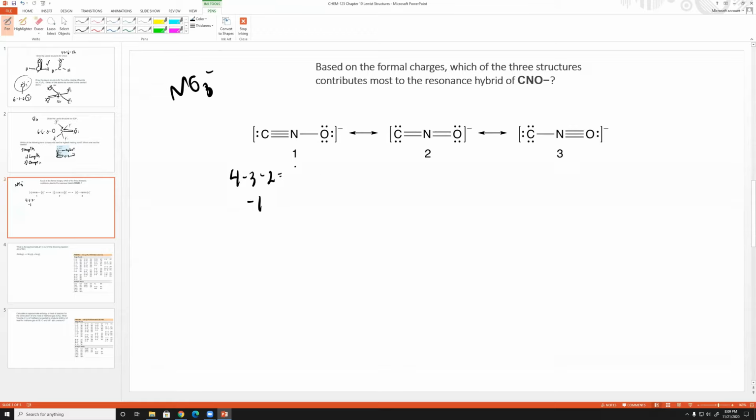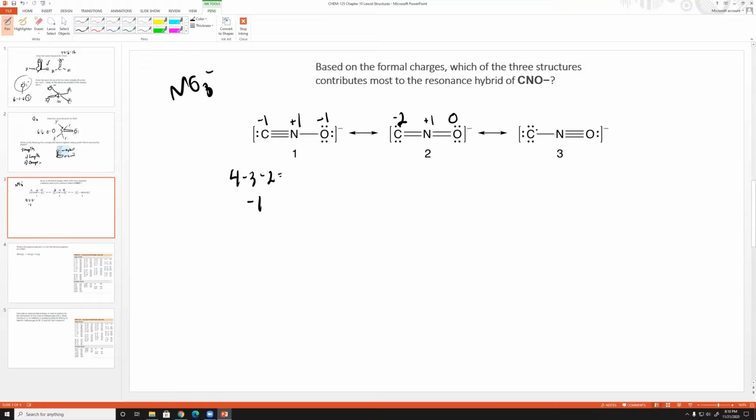Nitrogen, the rest we could just do by saying it. Nitrogen, we have 5 minus the number of bonds, which is 4. So it's going to be +1. So we have -1 and +1. This oxygen, we know from experience that a single bond to an oxygen like this is going to automatically have a -1 formal charge. Now let's look at the next one. Carbon, 4 minus 2 minus 4. That's -2. Nitrogen is going to be 5 minus 4, which is +1. Oxygen is going to be 6 minus 6, which is 0.